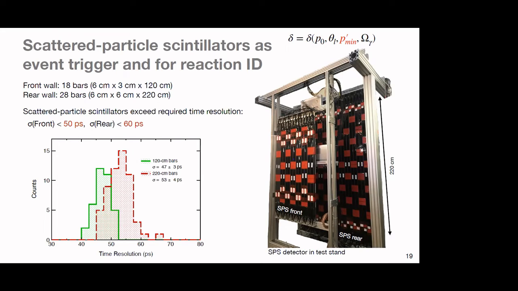The critical device in this discussion is the SPS detector. The SPS detector is the triggering device for this experiment, and it determines the lowest momentum we can see in the experiment. It's a fast scintillator, from the University of South Carolina. We have reached time resolutions better than 50 picoseconds for the front wall detectors and better than 60 picoseconds for the rear wall detectors.